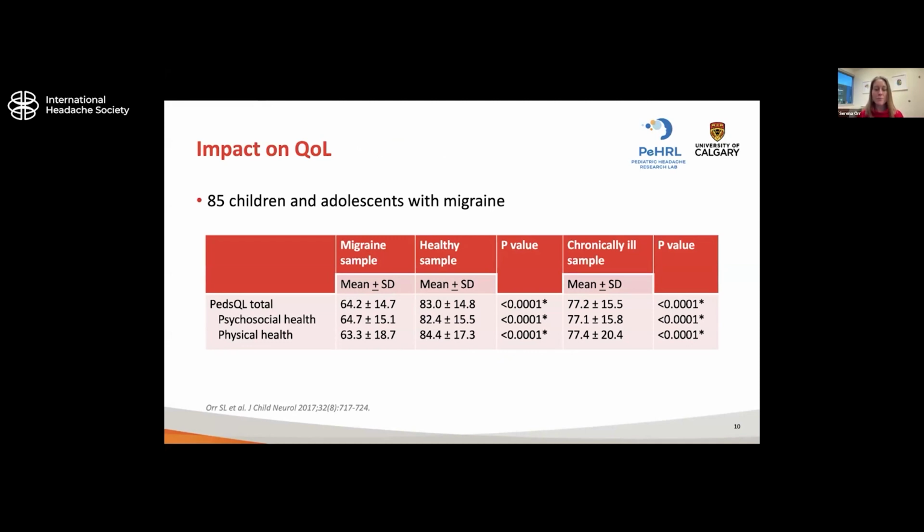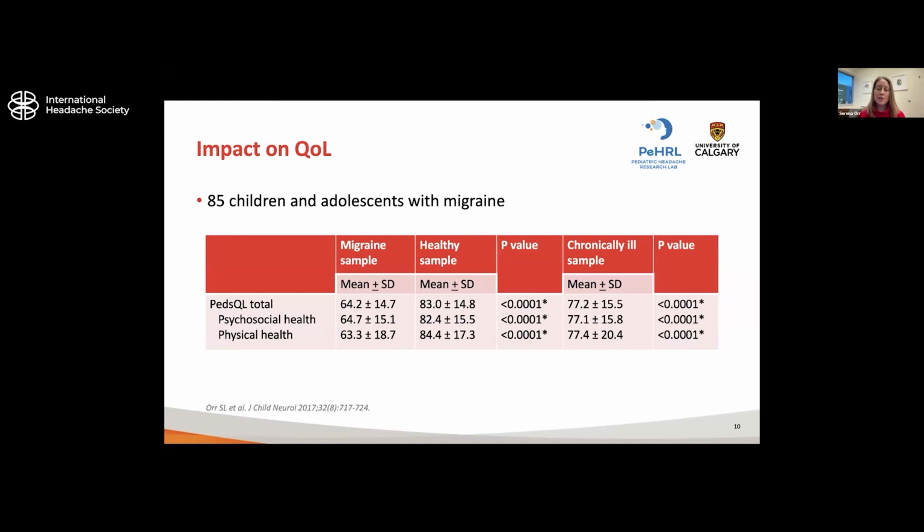We did a study a few years ago where we tried to understand the impact of migraine on youth when you look at health-related quality of life. So we used a measure called the PEDS-QL, which is very commonly used in the pediatric literature, and it looks at overall health-related quality of life and then psychosocial health and physical health as subscales. What we found is that in our sample of 85 youth, those with migraine had lower health-related quality of life compared to a healthy sample, which wasn't very surprising.